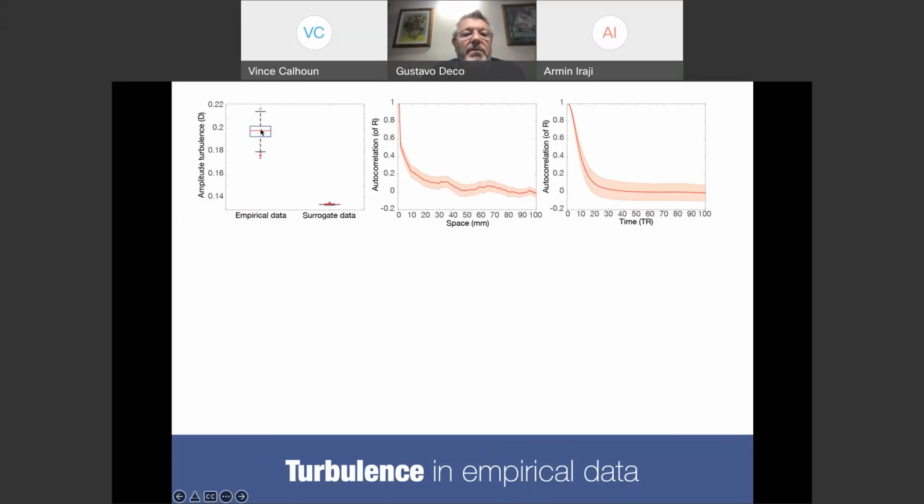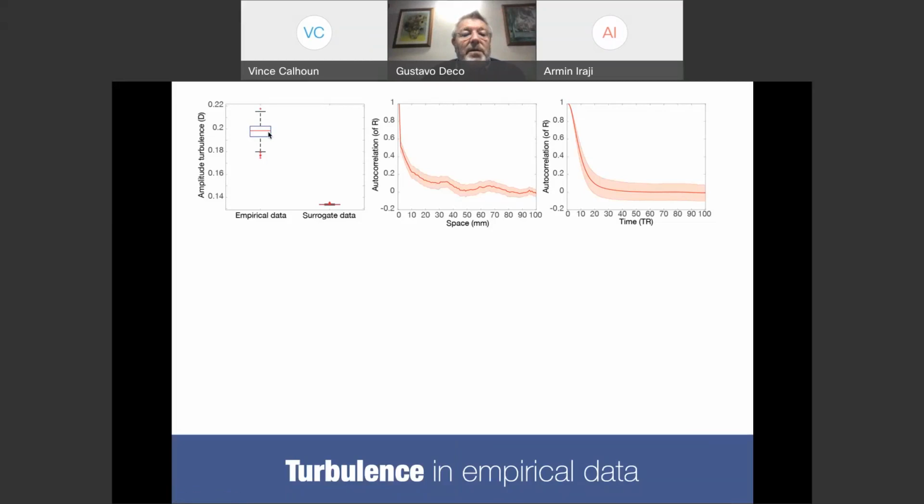Of course, in order to claim that this is significantly different from zero, you have to run different types of surrogates. This is one of the standard surrogates, just shuffling the time, and then you destroy the turbulence. So this is turbulence, meaning that we have a very significant variance of the local Kuramoto order parameter across space and time, and then we can call this very particular type of dynamic a turbulent dynamic.